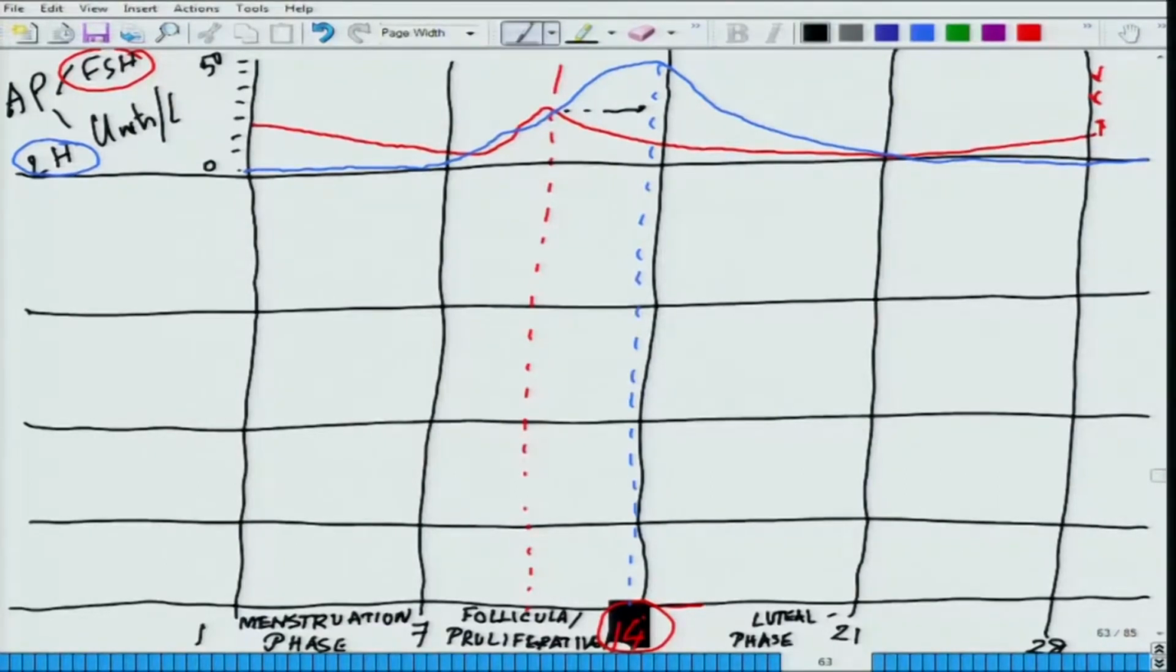Because we know FSH leads to the secretion of estrogen or estradiol, whereas LH leads to the secretion of progesterone. So, now we will define how these two hormones are changing their profile. In this graph, again put the amount which is essential.